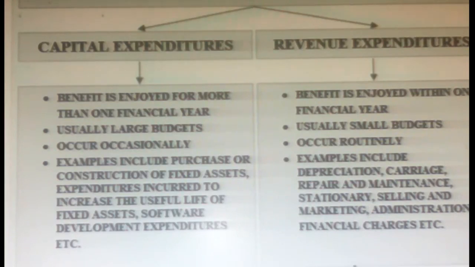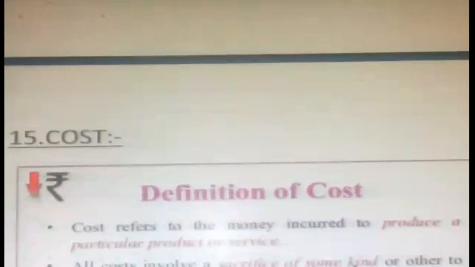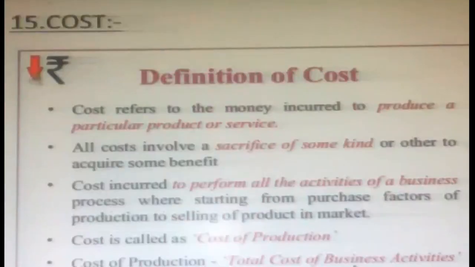That is called revenue expenditure, correct? Then, what is cost? The definition of cost. The cost refers to the money incurred to produce a particular product or service. For example, you are going to buy one pen. Before that, a seller will first fix the cost of the pen, correct? Thereafter only they will fix the profit.